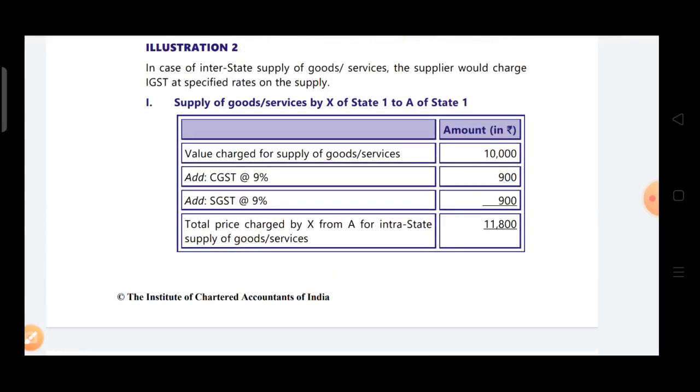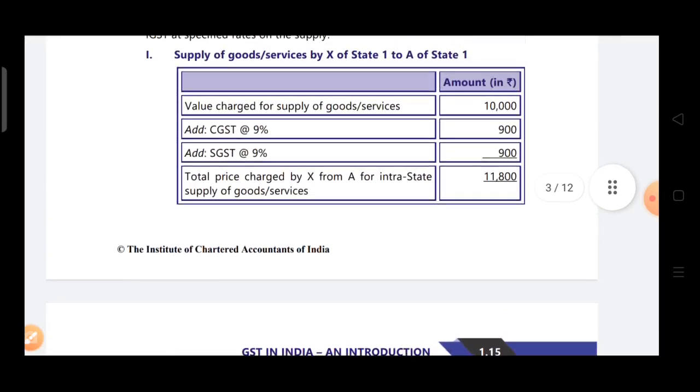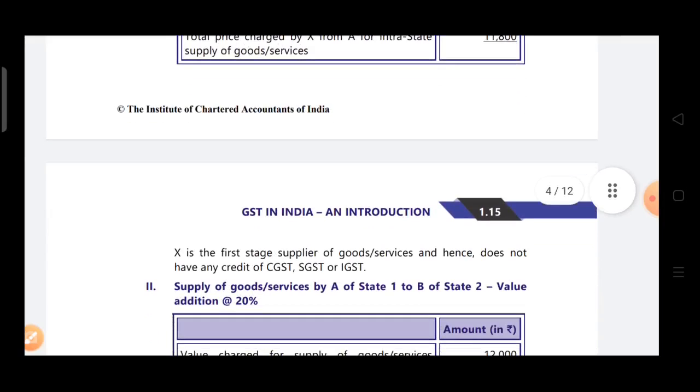Now see the first scenario. It is given supply of goods or services by X of state 1 to A of state 1. Means it's a case of intrastate supply. So value charged for supply of goods or services 10,000 and CGST, SGST 900 each, that comes to 1,800. Total value of supply comes to 11,800, that is inclusive of taxes. Now this is the tax charged by X from A. Now X is the first supplier, so hence doesn't have credit of CGST, SGST or IGST.